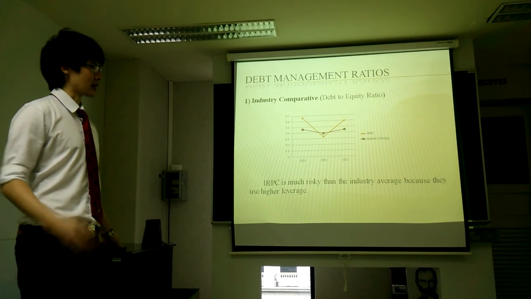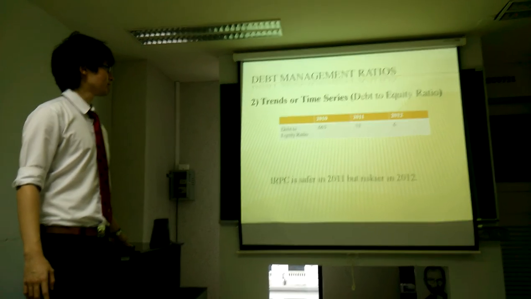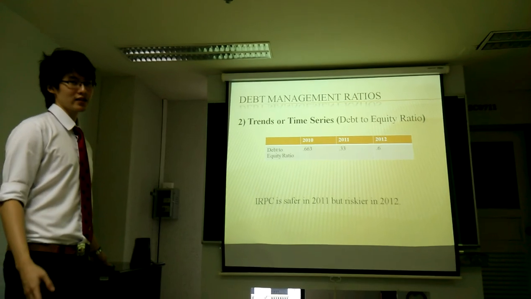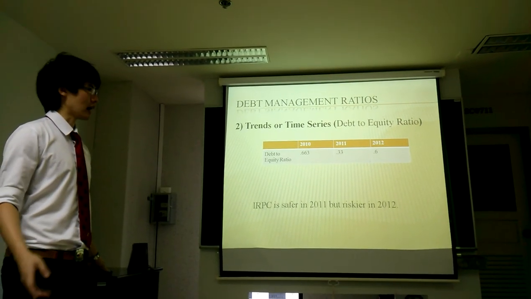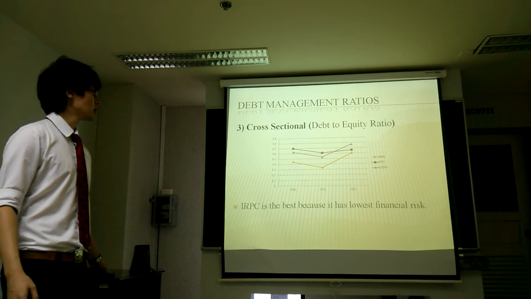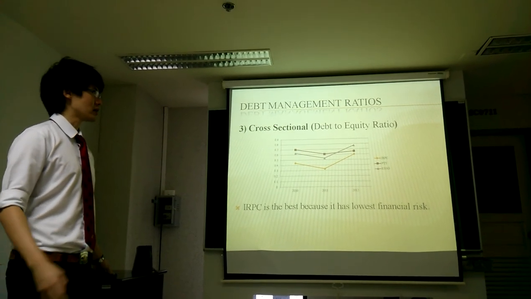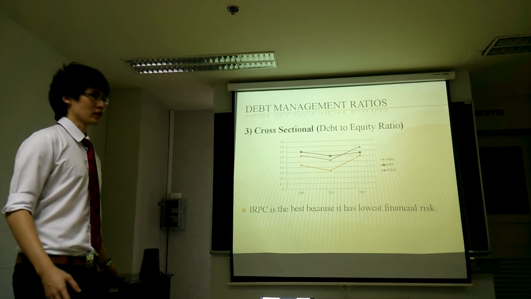So IRPC is much riskier than the industry average, and they used lower debt financing in the year 2011, but higher in 2012. When we compare with Protocol and ESO, IRPC is less risky than Protocol and ESO.